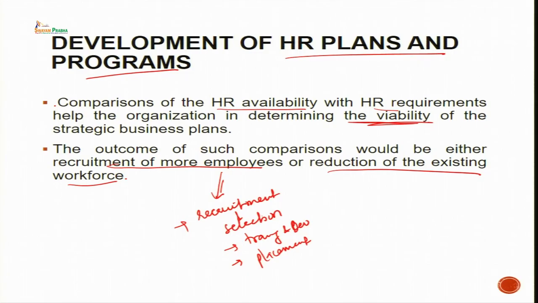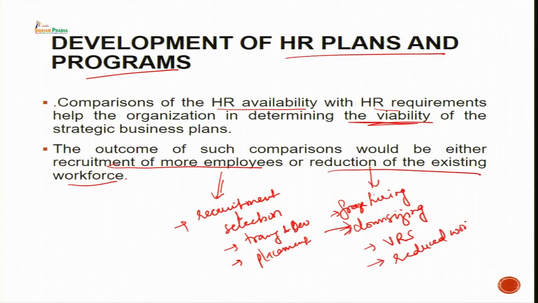While in the other scenario, when there is a surplus of employees, then we go for employee reduction programs. We may freeze the hiring process, we may go for downsizing, or maybe we introduce the voluntary retirement scheme so that employees are also benefited and the organization also lowers its burden of having extra employees on board. We can go for reduced working hours also and restrict the overtime, so as to save cost and have a reduction in the existing workforce.